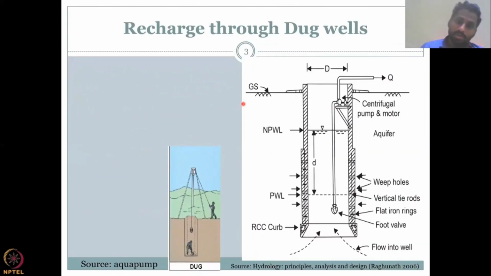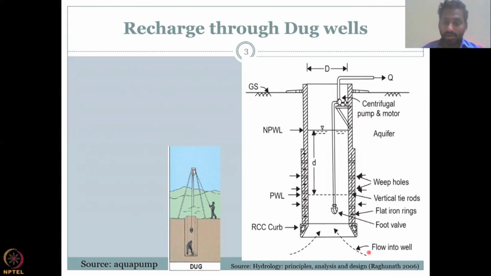Start with recharge through dug wells. Let's define a dug well. A dug well is a type of well which is in the shallow aquifer. Mostly it is dug by hand or by small instruments. There's no big machinery involved.